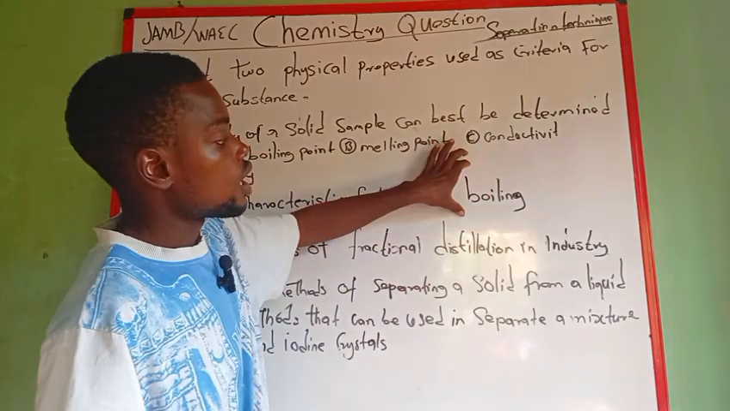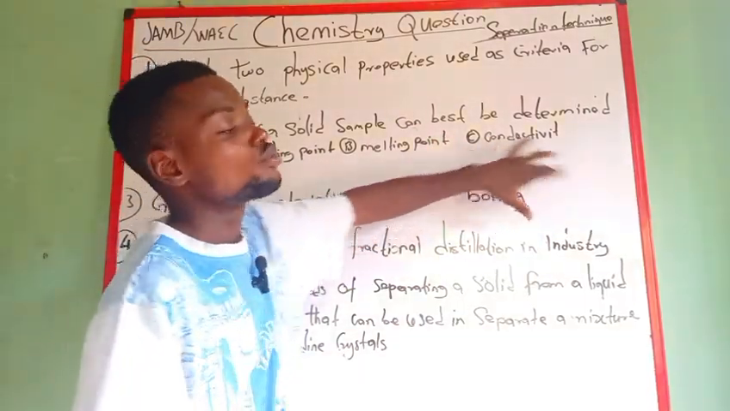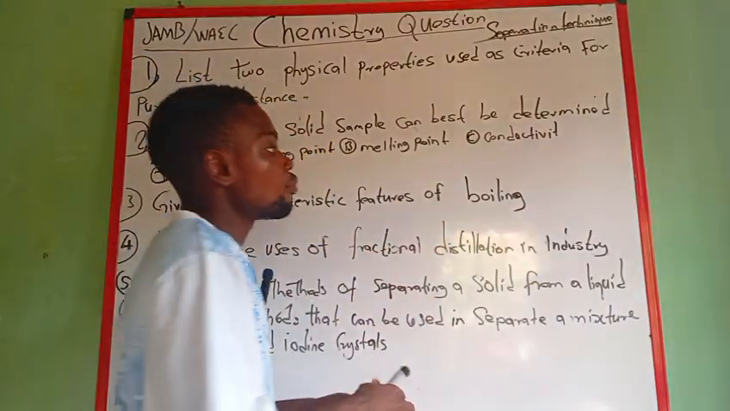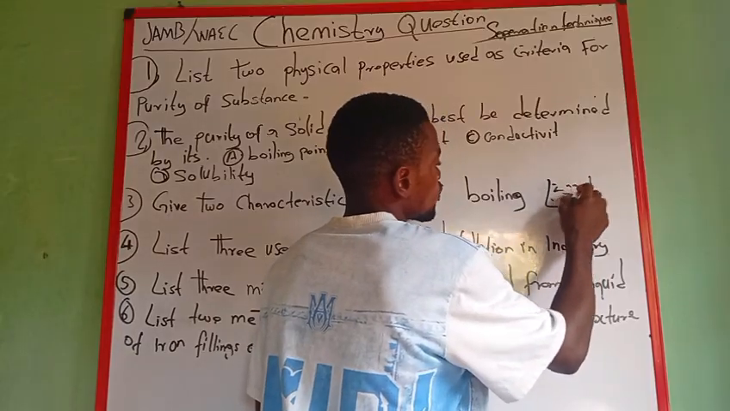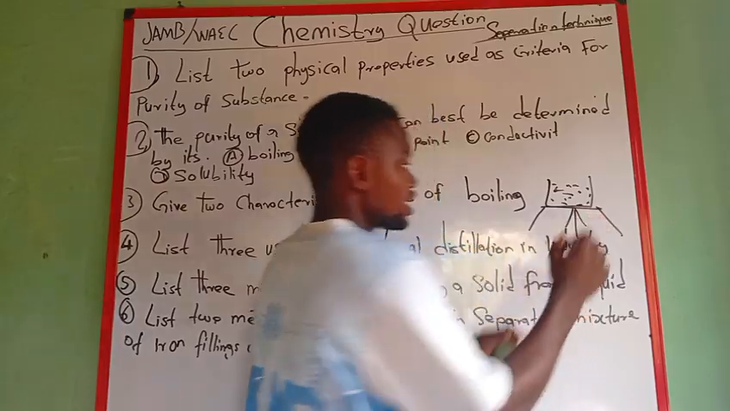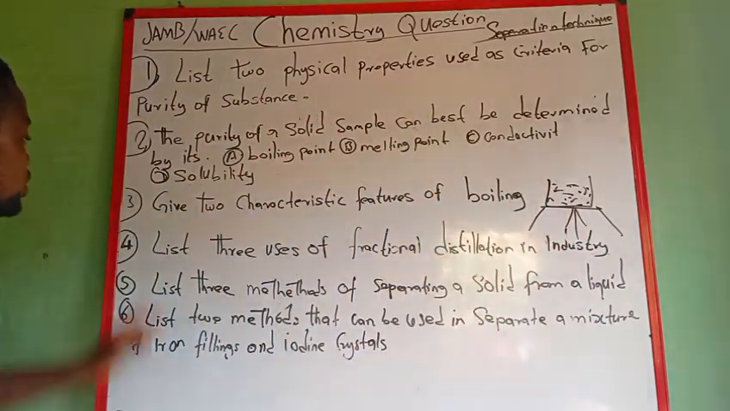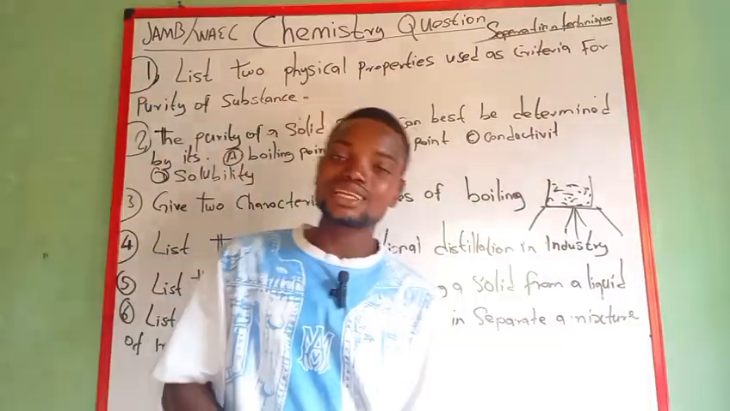Number 3, what can we say? The vapor pressure during boiling is equal to the atmospheric pressure. You could also include that boiling occurs throughout the medium of water. So if this is boiling, the boiling is going to occur throughout the medium. Question answered. Number 4, list 3 uses of fractional distillation in industry.